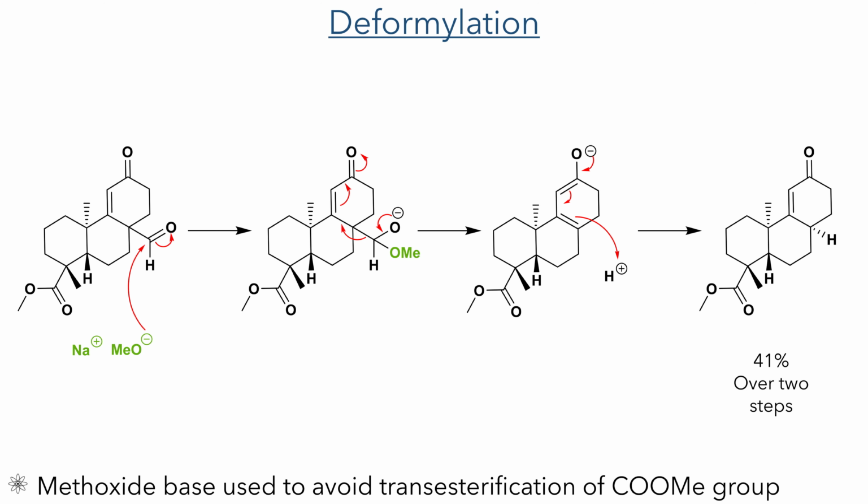This enone then underwent a deformylation. The methoxide base acts as a nucleophile and attacks the aldehyde, forming a tetrahedral intermediate. This eliminates methyl formate and produces a conjugated anion, which is protonated to form the Robinson annulation product in a 41% yield over 2 steps.